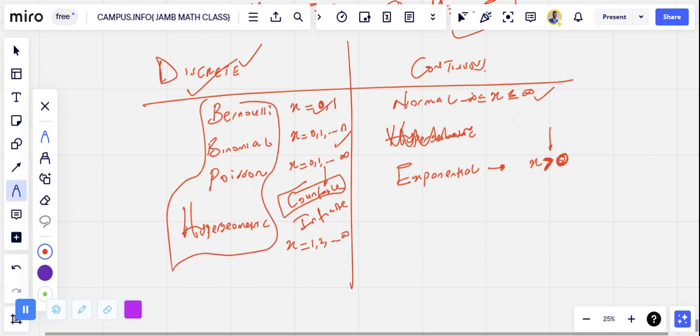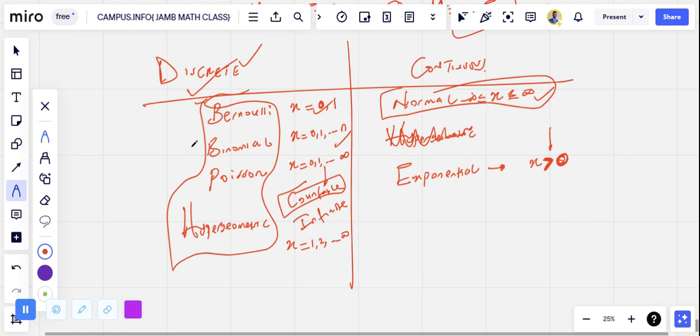All these are discrete. Don't allow anybody to convince you, while the normal distribution is continuous. So I'm going to close that door. Normal is continuous, exponential is continuous. We have a lot of them, but they are up to 20.